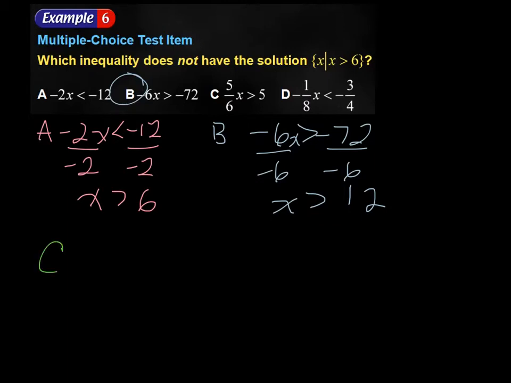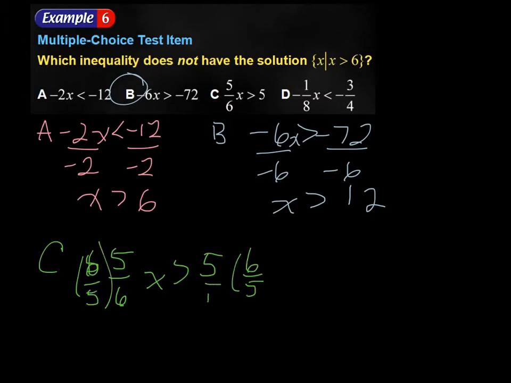For C, 5/6 x is greater than 5. So I'd multiply by 6/5. 5's cancel out, so I get x is greater than 6 again. And we need to do D yet. Why not?